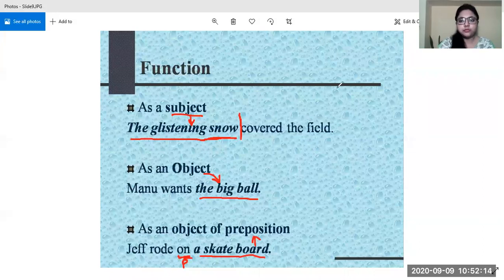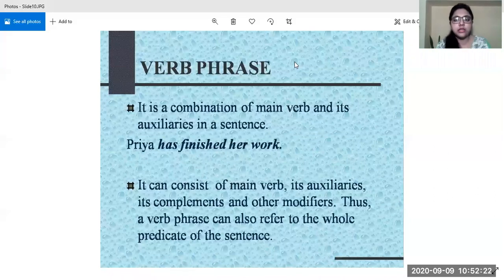Okay, so that was all about noun phrase. Now we come over to the verb phrase. Again, as the name suggests, a verb phrase will do the work of a verb. It is a combination of the main verb and its auxiliaries in a sentence. Main verb, you know, and auxiliaries are the helping verbs.